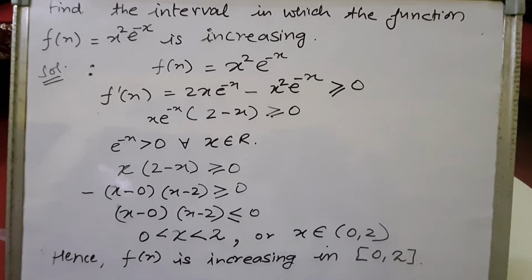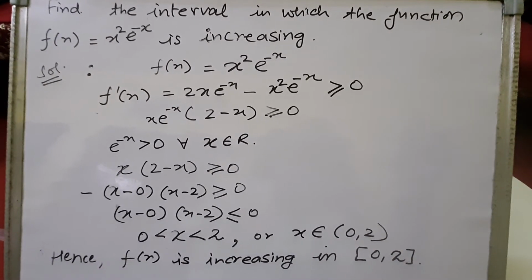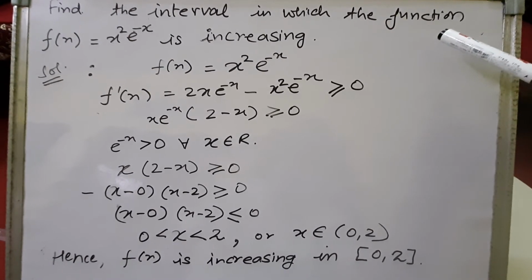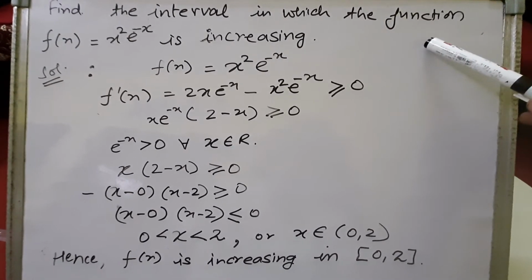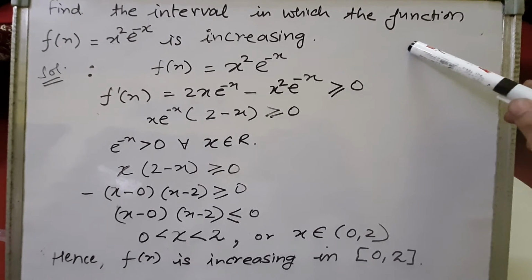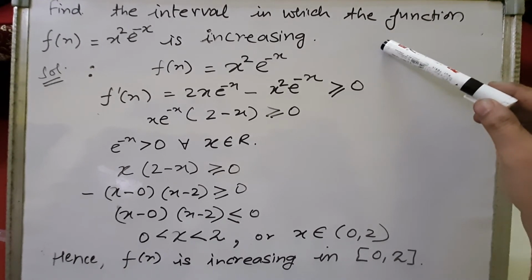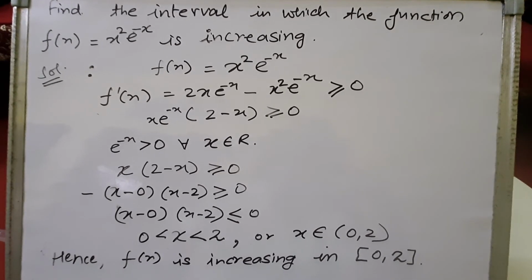Let's see another sum children. Here the question says that find the interval in which the function f(x) is equal to x square e to the power minus x is increasing. So when the function is increasing, that means the derivative is greater than or equal to 0. We have to prove that the value of the derivative is greater than or equal to 0.